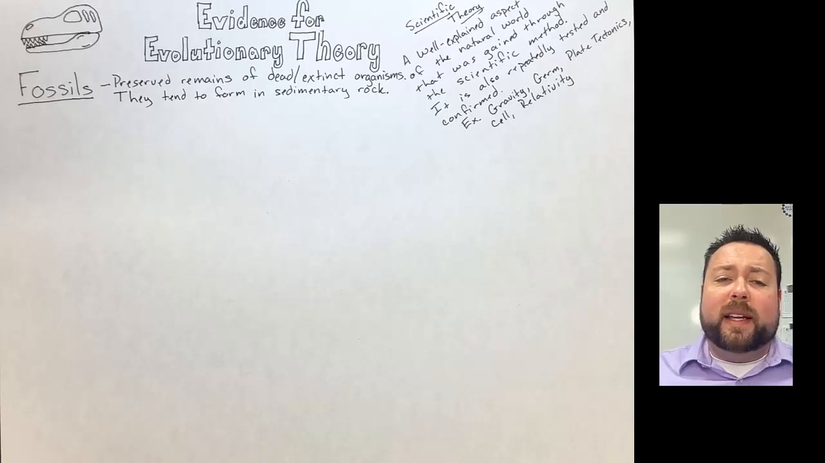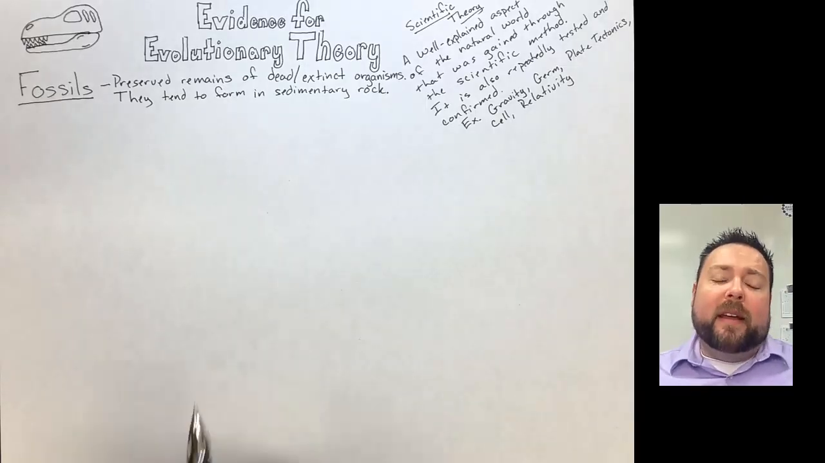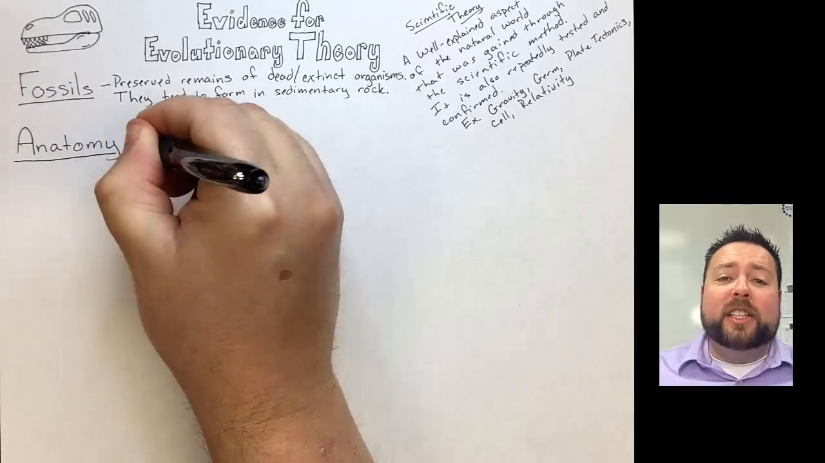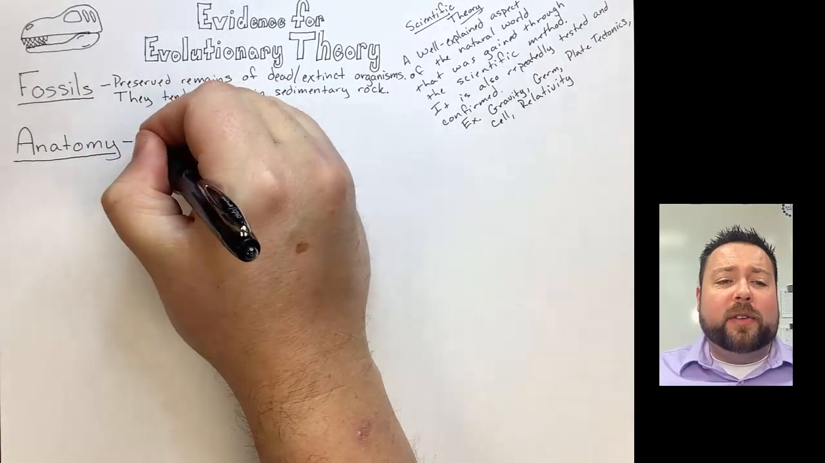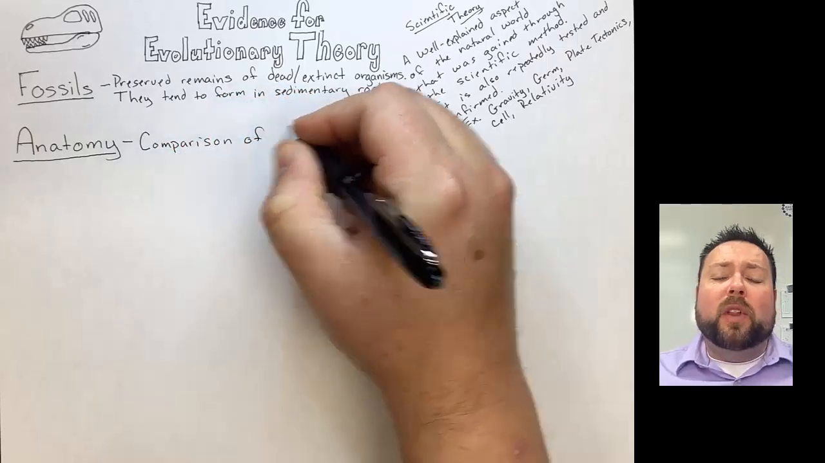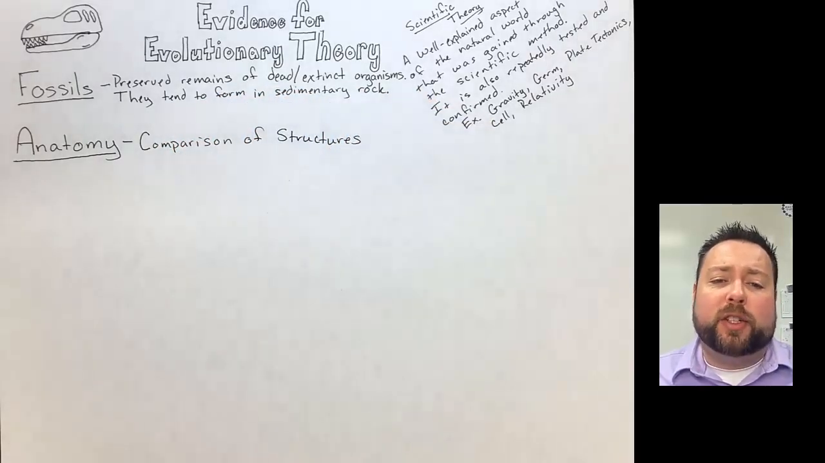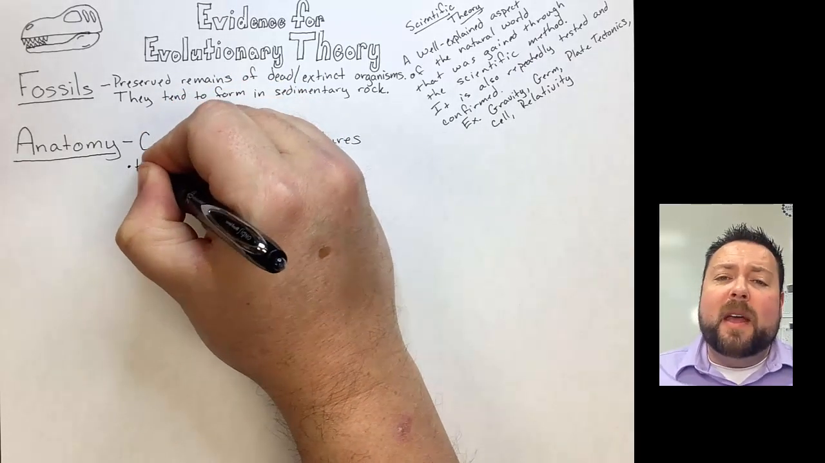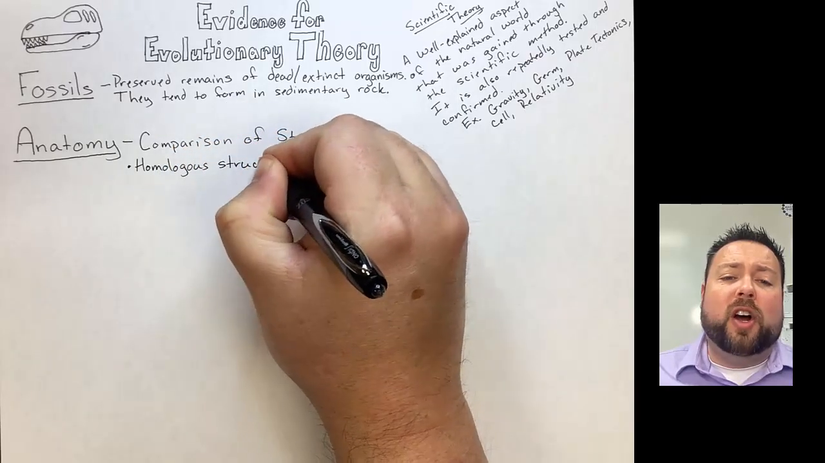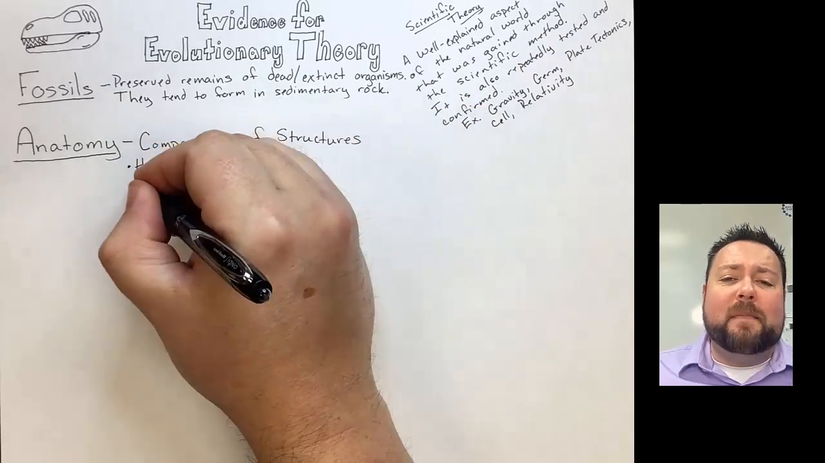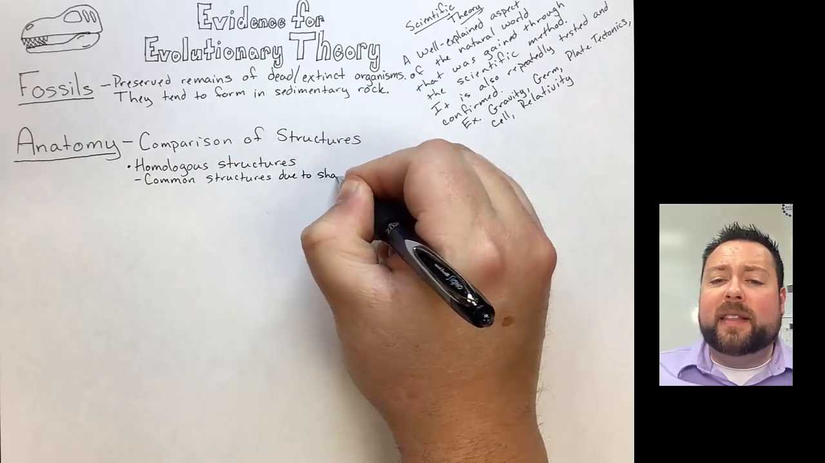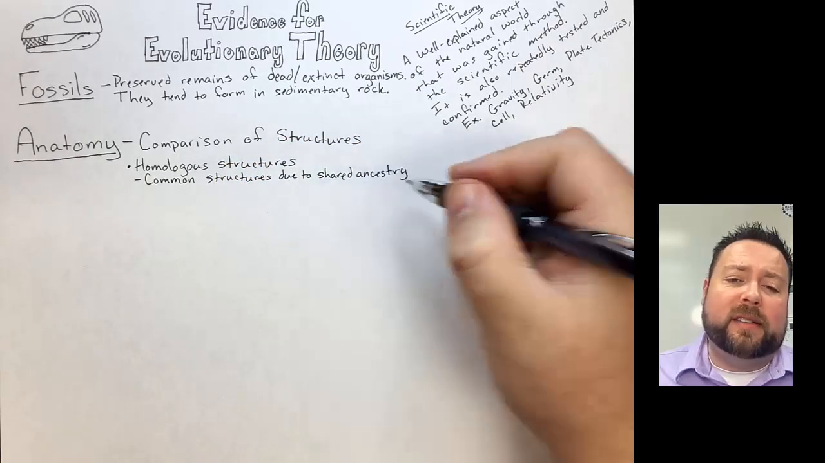The second one is looking at anatomy. There's really a lot of things that fall under this category. But in general, when we're talking about evidence for evolution, we're looking at comparison of different structures. And so the first one that I usually begin with is homologous structures. So the prefix homo means the same. The homologous structures are structures that are the same in different organisms. And so those common structures tend to indicate that those organisms have a shared ancestry.